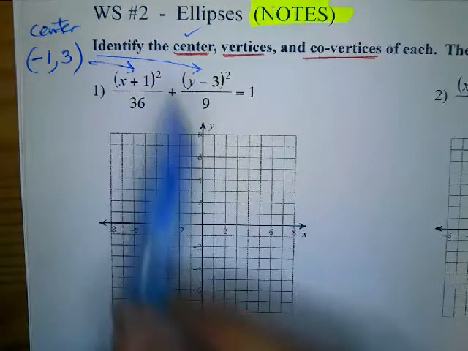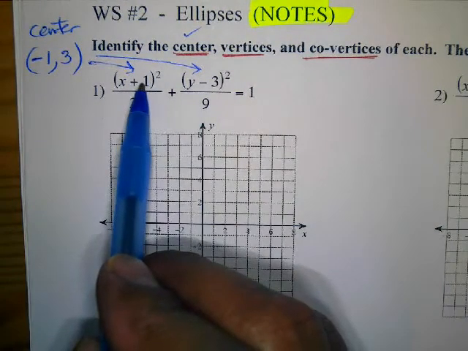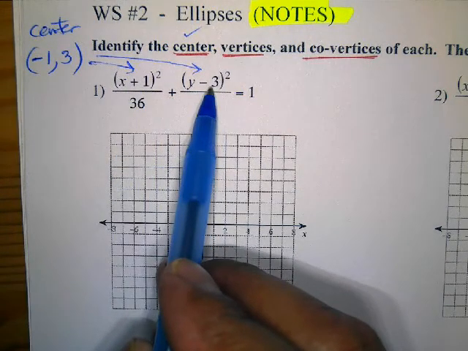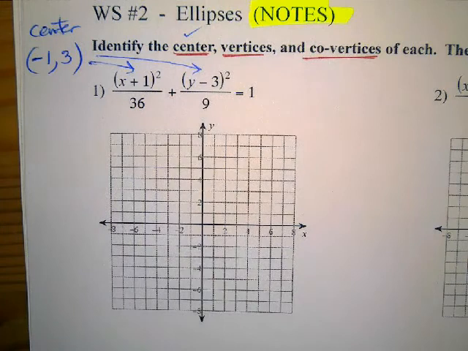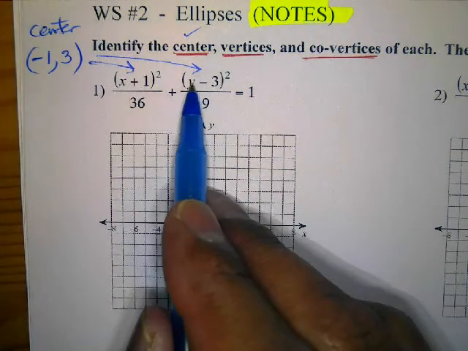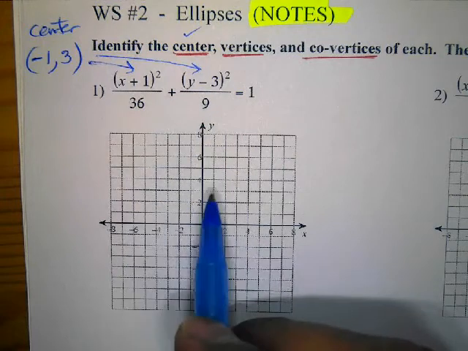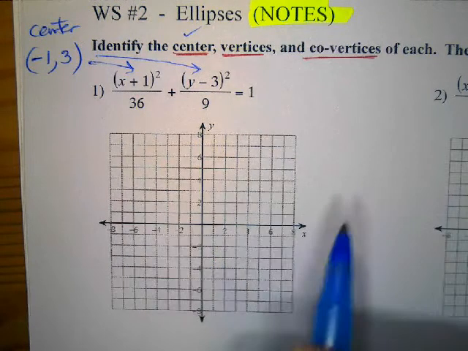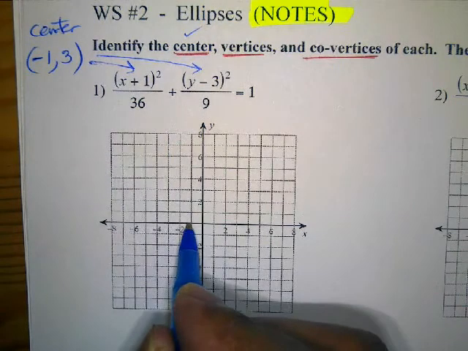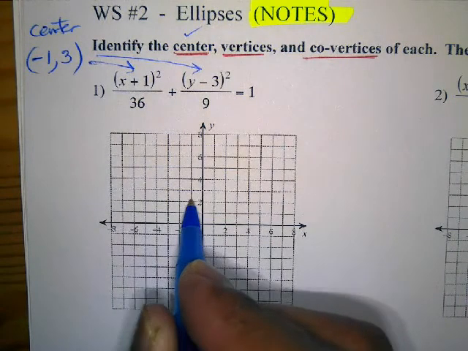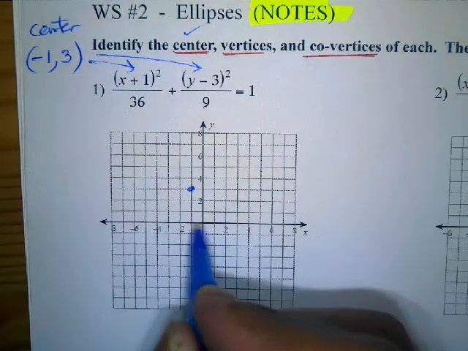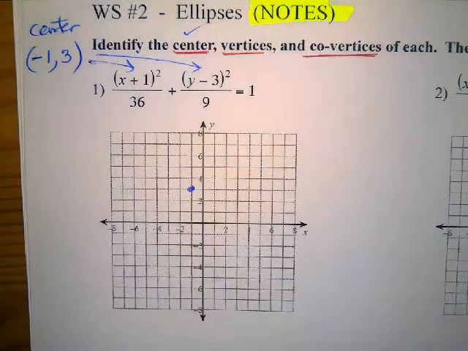That is it. That's all you got to do. Opposite. That's your x coordinate, the one next to the x. That number next to the y is the y coordinate, but the opposite. So let's plot that center, -1, 3, and make sure you got that one right, because if you plot this wrong, then all the other numbers, since you're counting from the center, everything else is going to be off. So make sure you get the center correct. The center is -1 and up 3. 1, 2, 3. Right there is the center.